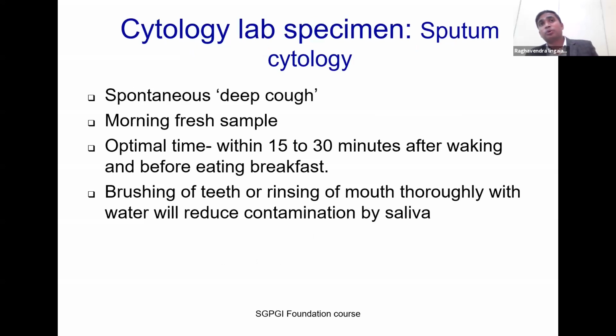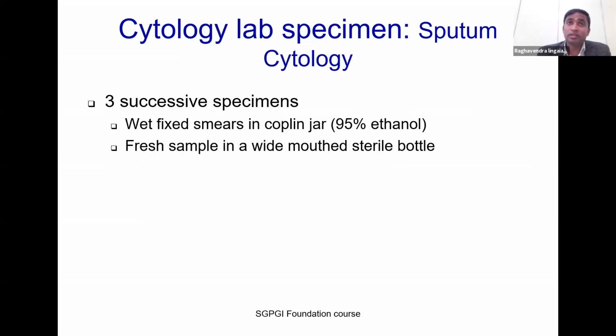For sputum cytology, it is always better to have a spontaneous deep cough sputum, and the optimal time is between 15 to 30 minutes after getting up. Brushing the teeth and rinsing the mouth before giving the sputum sample will reduce contamination by saliva. Of 3 successive specimens, the fresh sample is to be sent in a wide mouth sterile bottle, while the other 2 specimens need to be sent in a Coplin jar containing 95% ethanol.